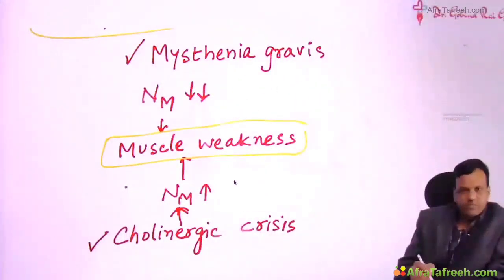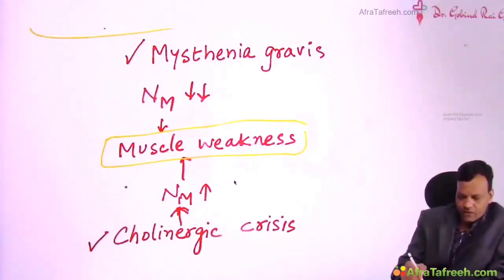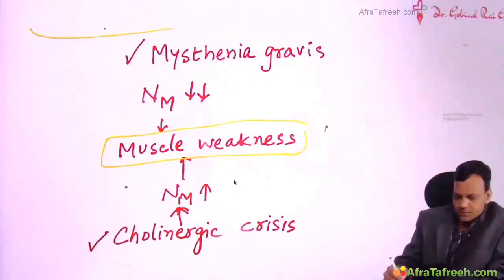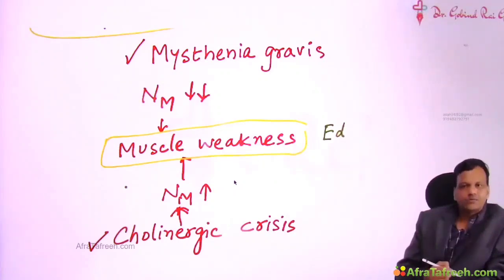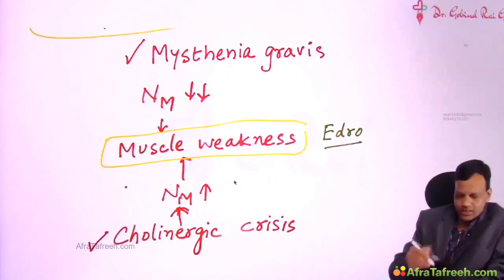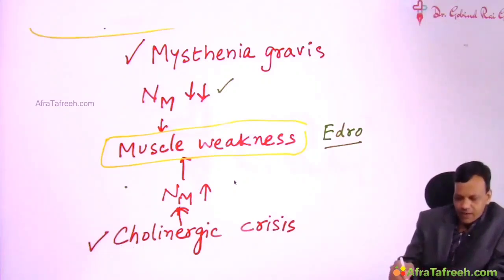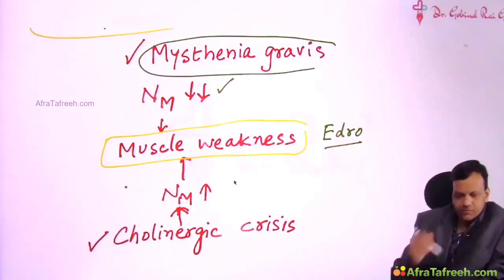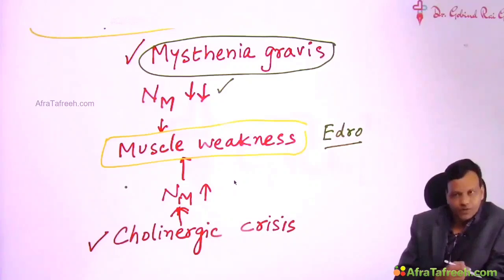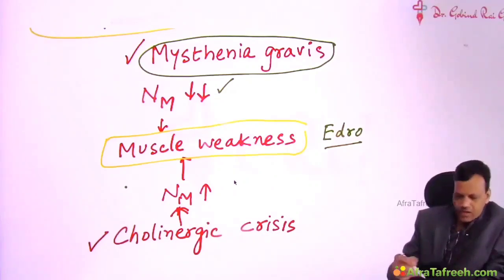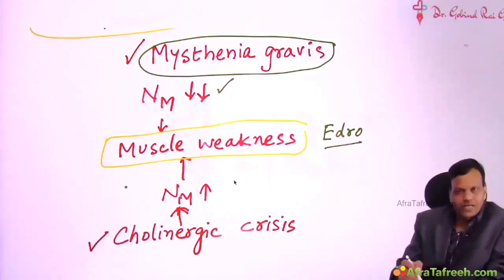So the person has come with muscle weakness. We have given IV edrophonium to this person. When we give edrophonium, it will increase acetylcholine. When acetylcholine increases, NM is stimulated. And when NM is stimulated, what will happen in a myasthenic patient? The condition will improve. So after giving edrophonium, if the condition improves for 10 minutes, the diagnosis is myasthenia gravis.